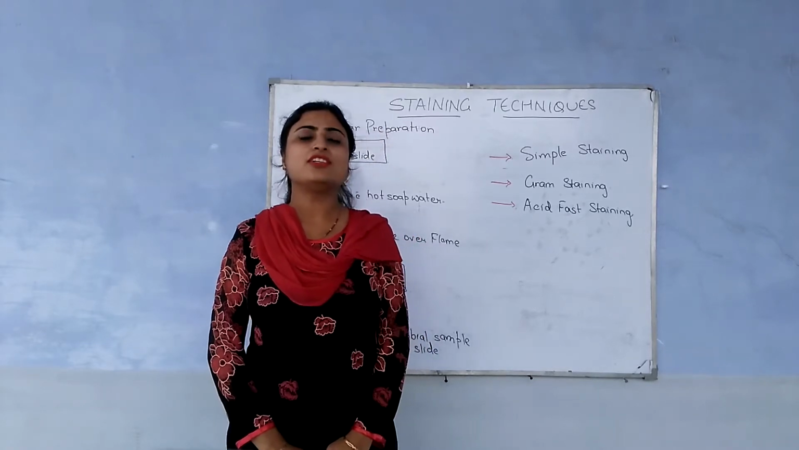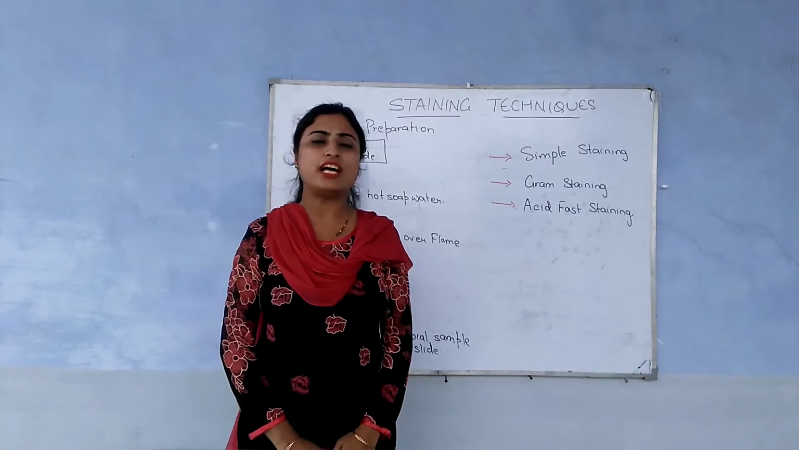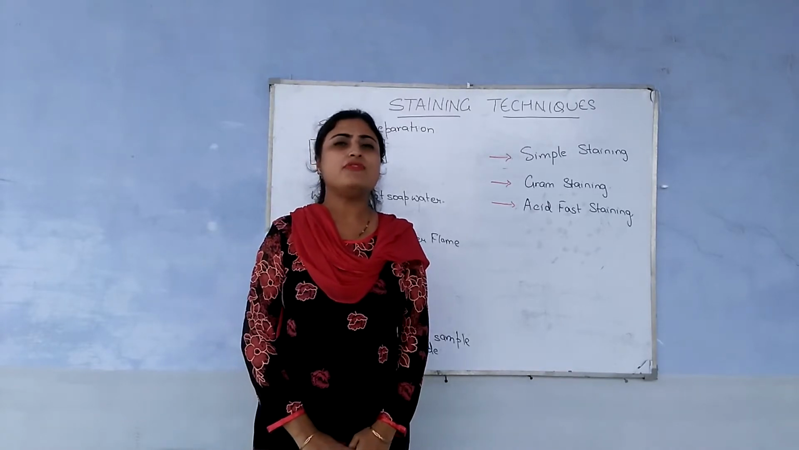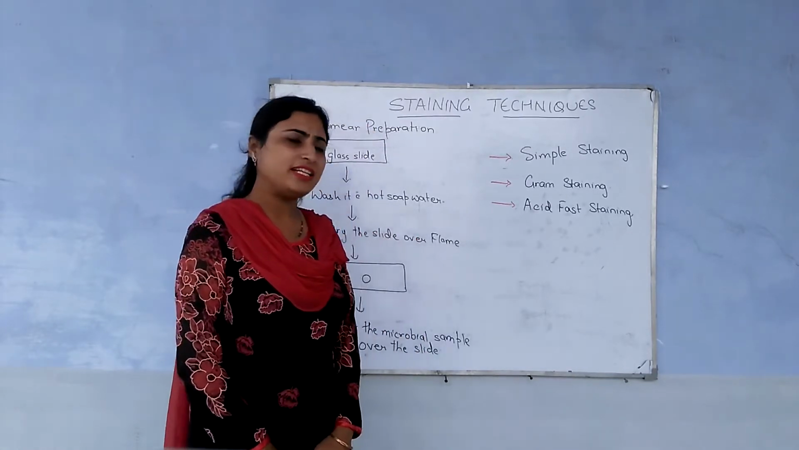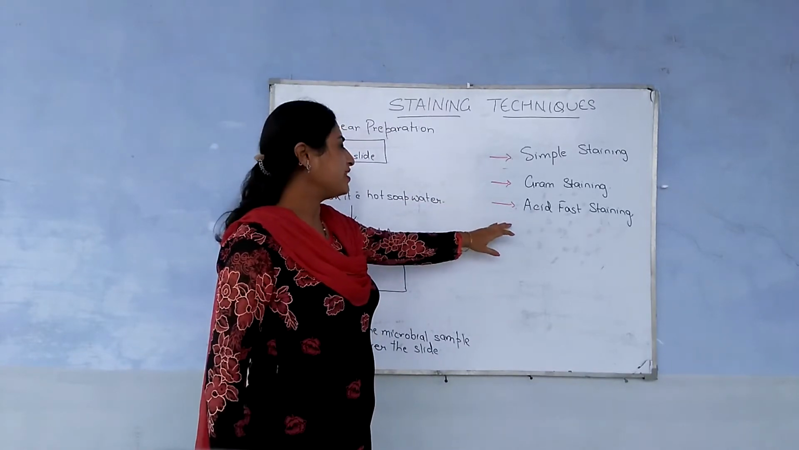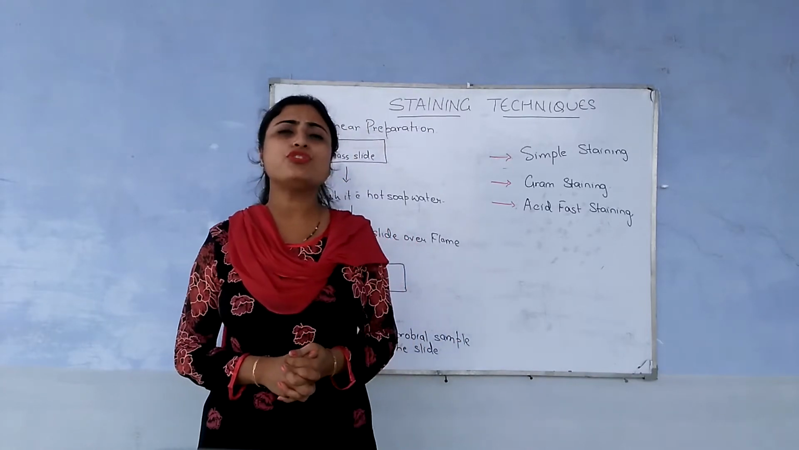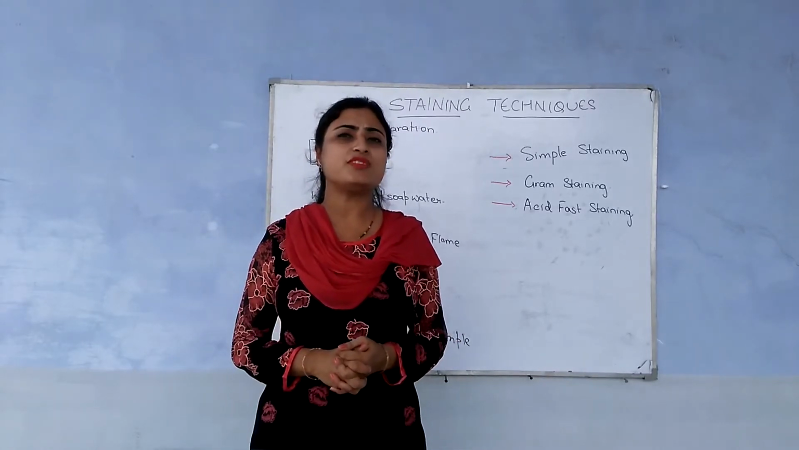Good morning everyone. Today we will discuss the different staining techniques which are used for the identification of bacteria. We will study the three basic staining techniques, that is simple staining, gram staining and acid fast staining. Before studying the various techniques, we should know how a smear is prepared.